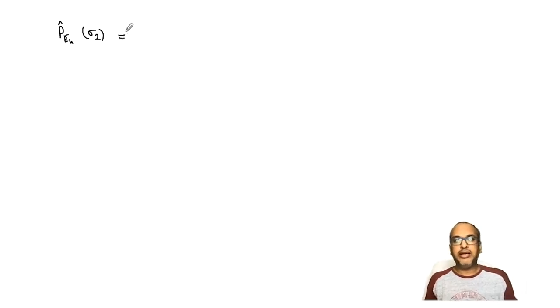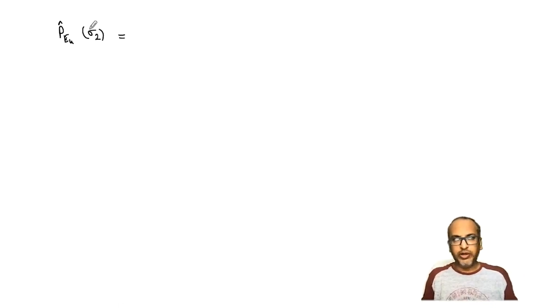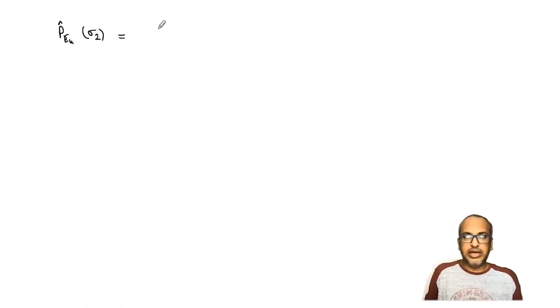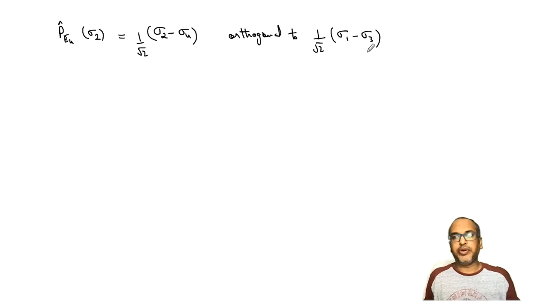Sometimes you may get a second linear combination, sometimes you may not, and what you will get is simply the first linear combination which you got when you applied this on sigma 1. So when I do this, I do get a linear combination, which is sigma 2 minus sigma 4, and I know that this is going to be orthogonal to the previous one, sigma 1 minus sigma 3. Okay, so I do get this, and both of them will have the same symmetry as EU.